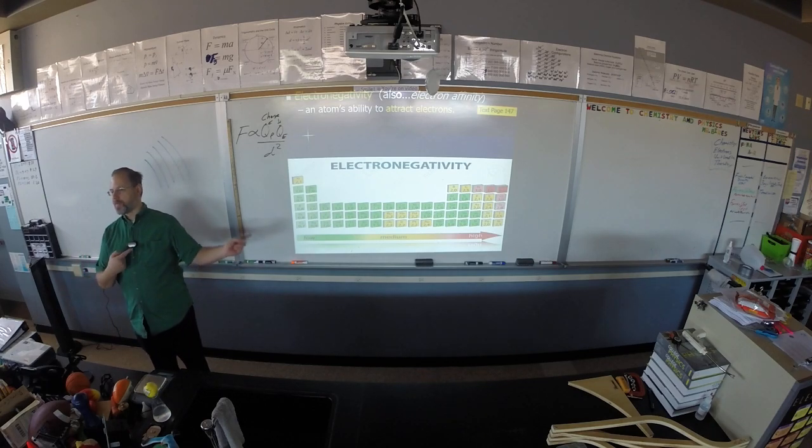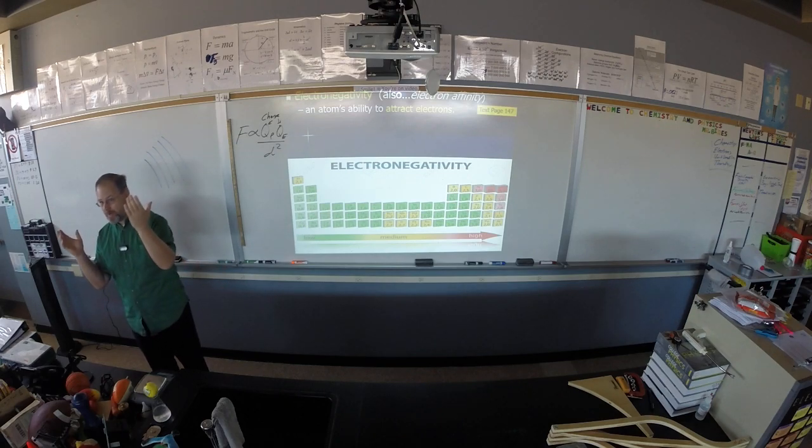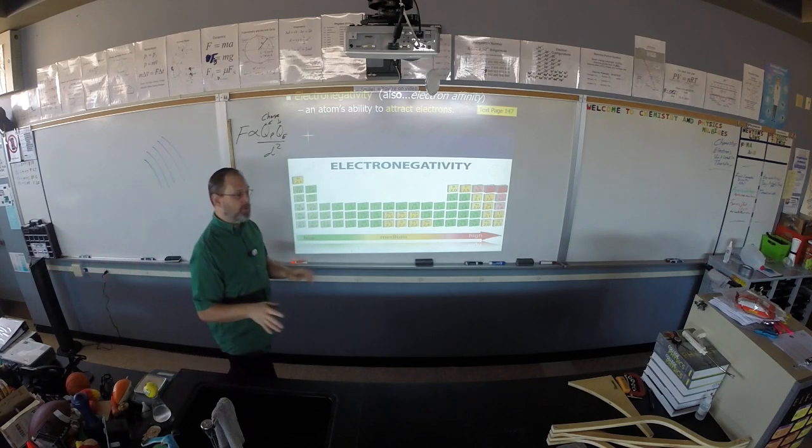Which atoms are not on the table? All of them. Noble gases. The noble gases are not there because they have an electronegativity of 0. They don't want any more. They got their electrons, they're happy, they don't want any more.